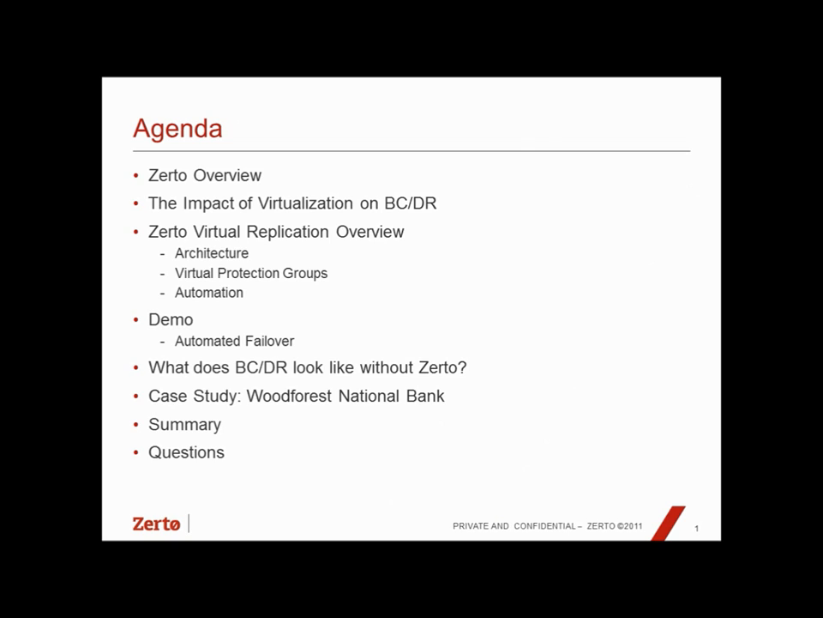So today we are going to go over Zerto as a company. We'll talk about the impact of virtualization on BCDR. We'll look at the Zerto Virtual Replication overview, give an overview of the product, look at the architecture, virtual protection groups, automation. I'll hand it over to Jean for a demonstration so you can see the product in action. And we'll talk about what BCDR looks like without Zerto, go through a case study, sum up, and then finally we'll take your questions. If you'd like to ask any questions, please use the chat feature located within the panel on the right-hand side of our screen.